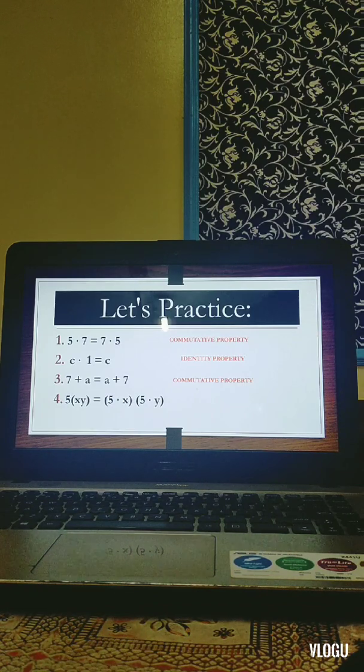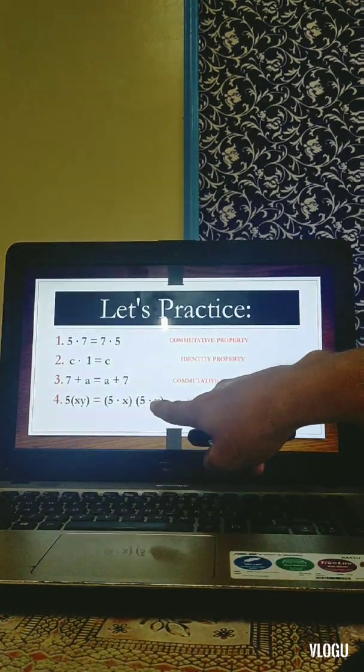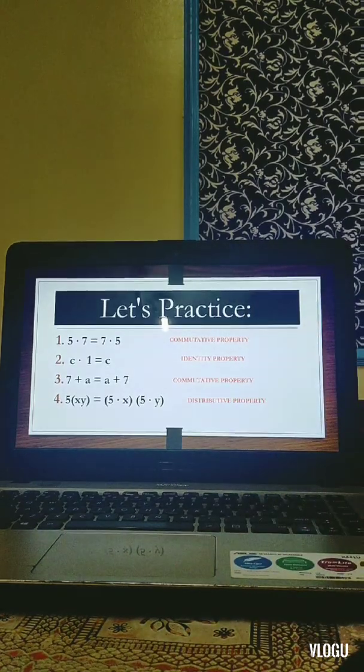How about number 4? 4 times xy is equal to 5 times x times 5 times y. What property is this? Distributive property, because let's say 5 times x, this will be, then 5 times y, this will be. So this is the distributive property of real numbers.